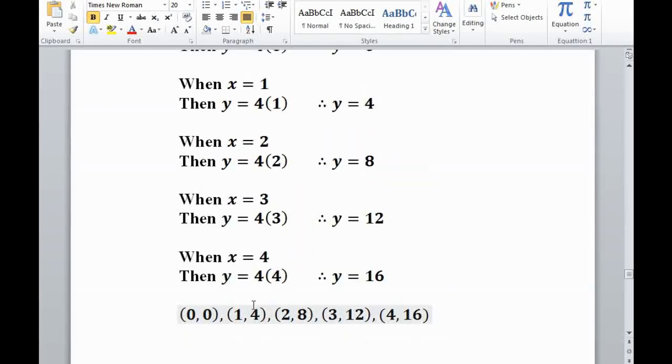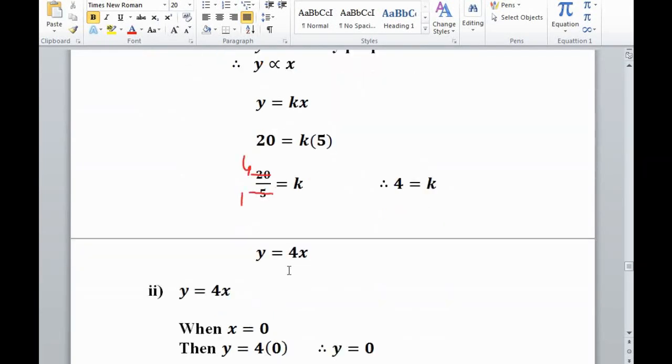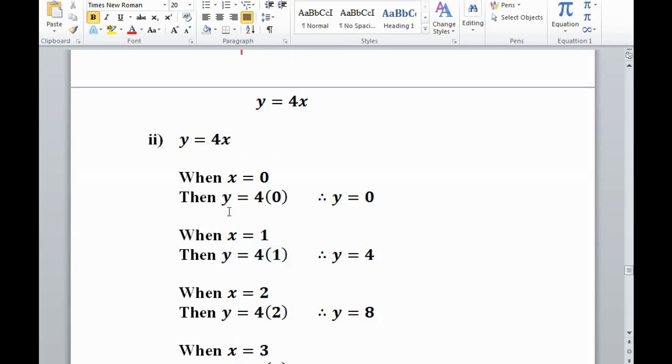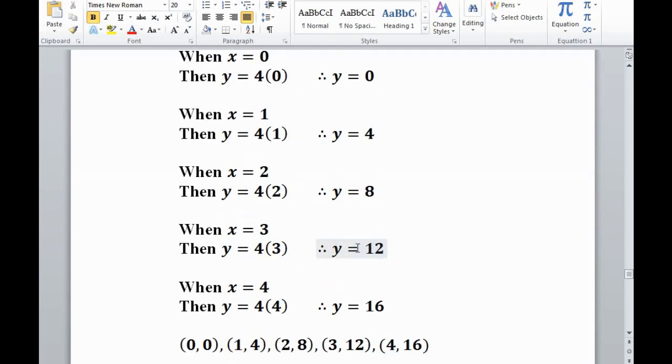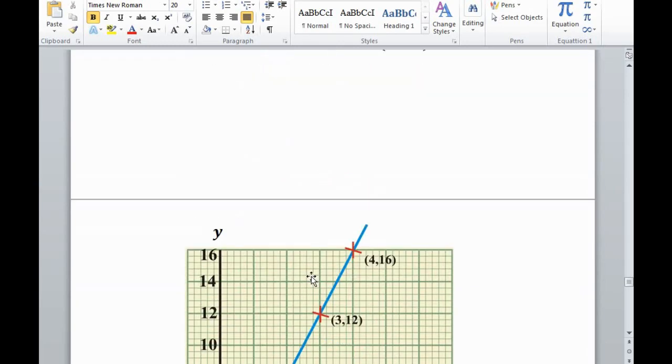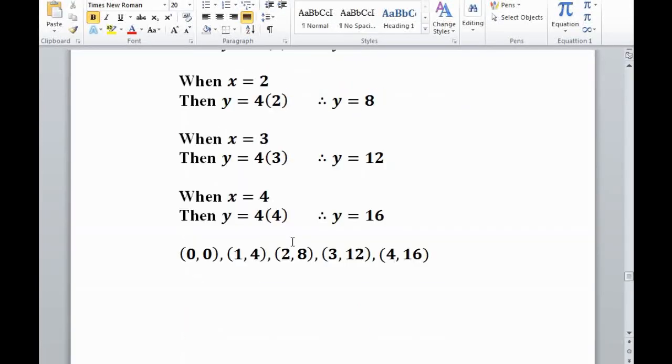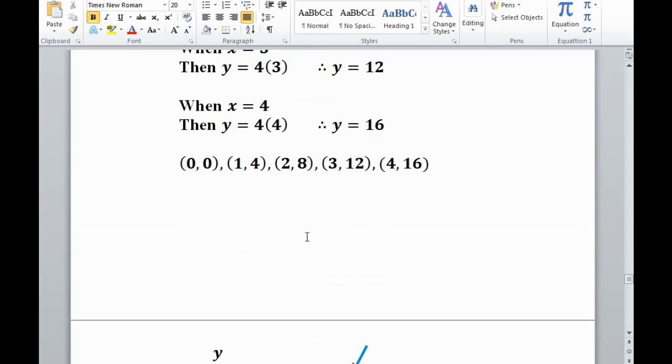So we get a straight line graph for this equation y equals 4x. When x equals 0, y equals 0, when x equals 1, y equals 4, and so on. So we get a straight line graph for this equation y equals 4x, and that's it.